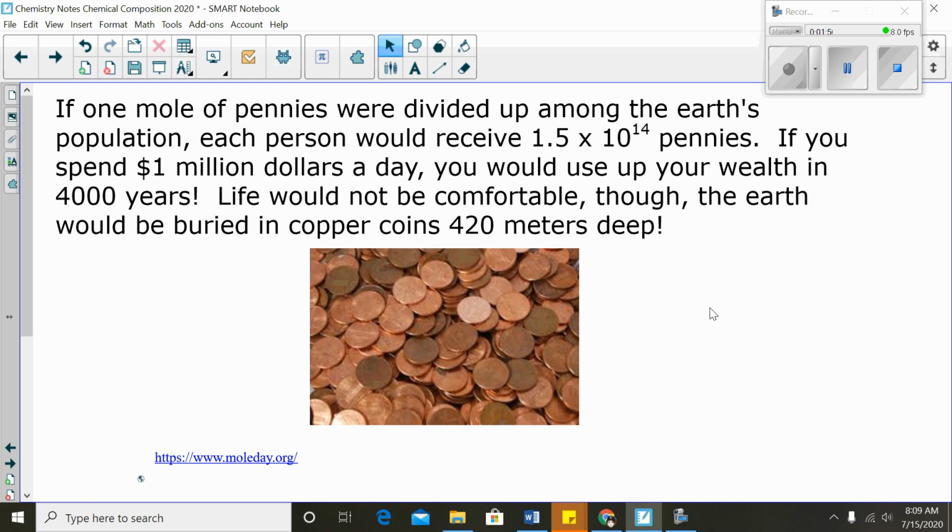If 1 mole of pennies, now, not even dollars, were divided up among the Earth's population, each person would receive 1.5 times 10 to the 14th pennies. If you spend $1 million a day, you would use up your wealth in 4,000 years. Now this seems awesome, right? That's a lot of pennies, it's a lot of money, but life would not be comfortable though, because the Earth would be buried in copper coins 420 meters deep. So I hope this helps you understand the mole is a large, large number. So that's 6.02 times 10 to the 23rd is a lot.